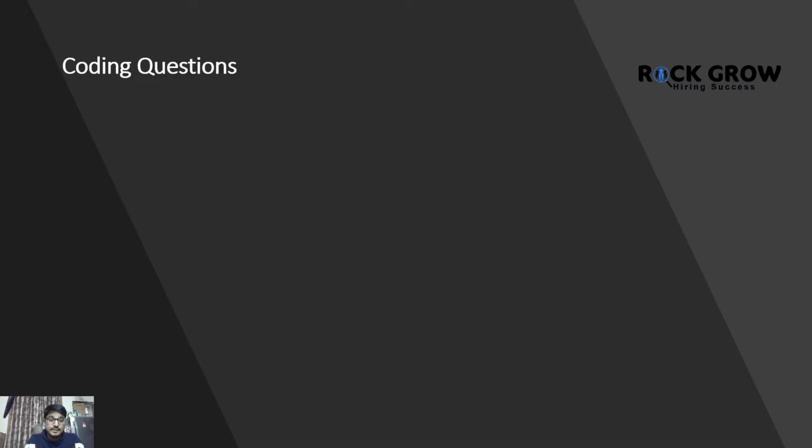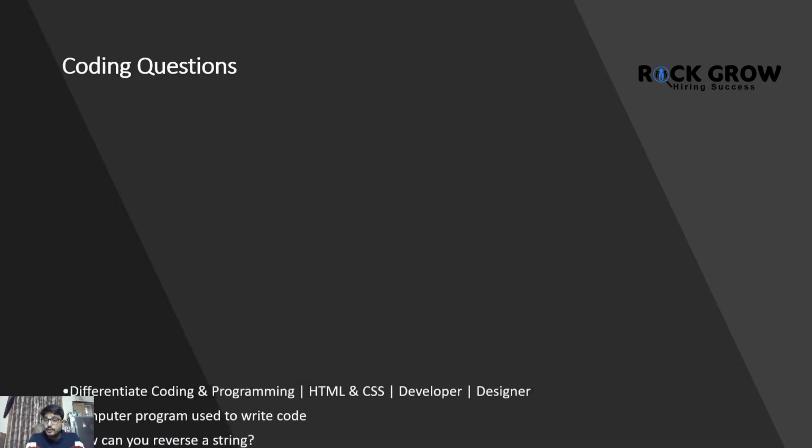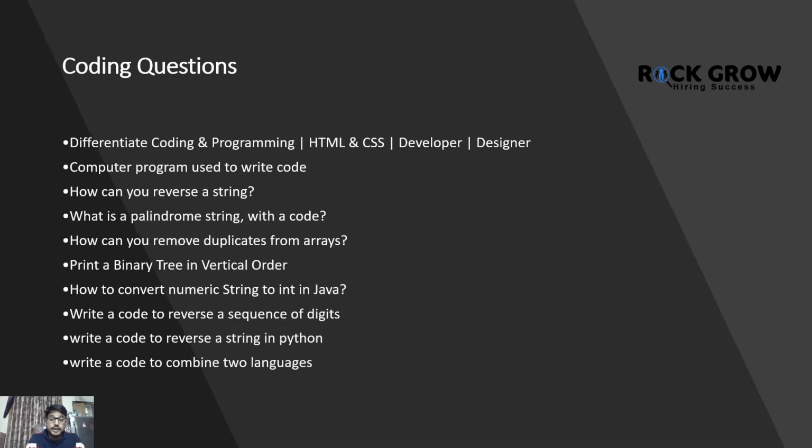Let's get started. Now when we talk about coding questions, these are the topmost questions that are generally asked. Differentiate coding and programming. These are very basic questions that you should know: differentiate between coding and programming, differentiate between HTML and CSS. What do you know about the role of a developer and a designer? Computer program used to write code. Do you know how you can reverse a string? What is a palindrome string? Write a code for me.